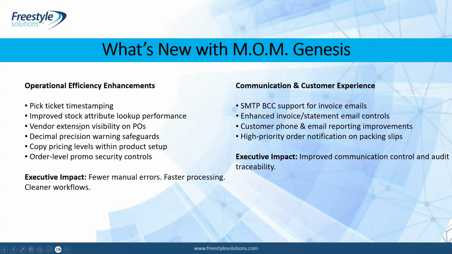We have added attribute lookup performance, so that sometimes when you had a lot of attributes and it took a little bit to bring up, we improved that. We have vendor extension visibility on POs. We also have more nice-to-haves, like copy pricing levels within the product setup. So if you're flipping products like that, you can easily copy the pricing levels from another product. We also added more order level promo control and security controls.